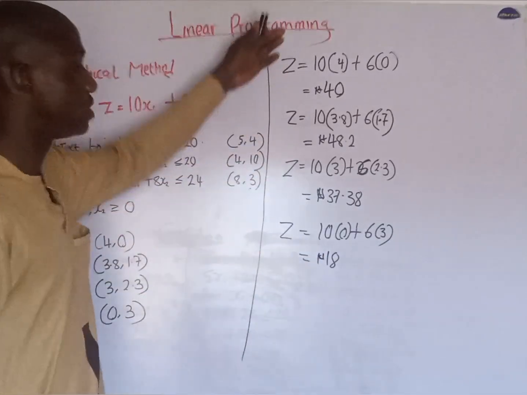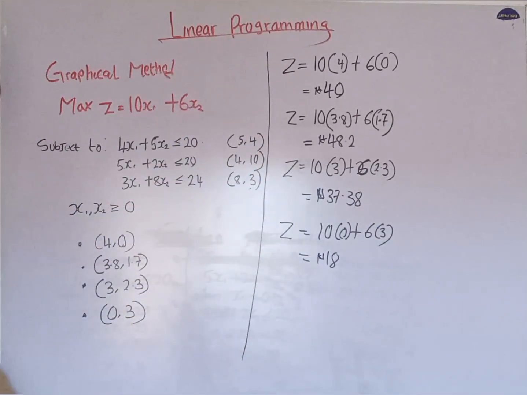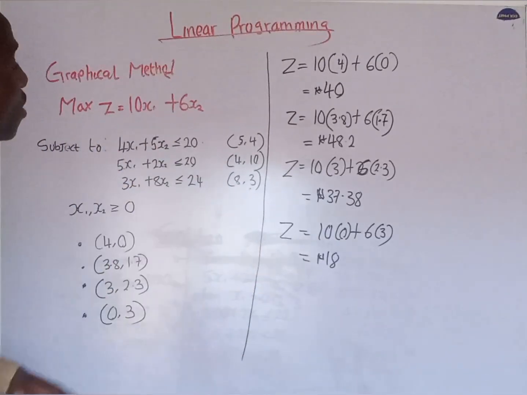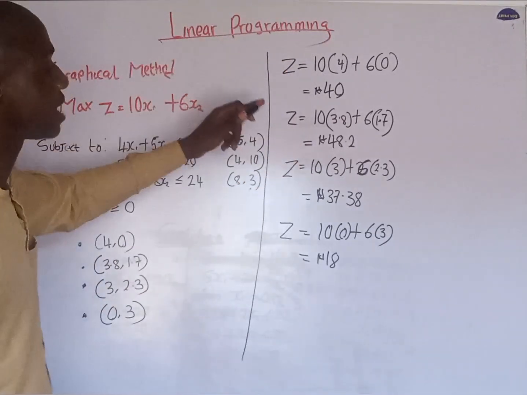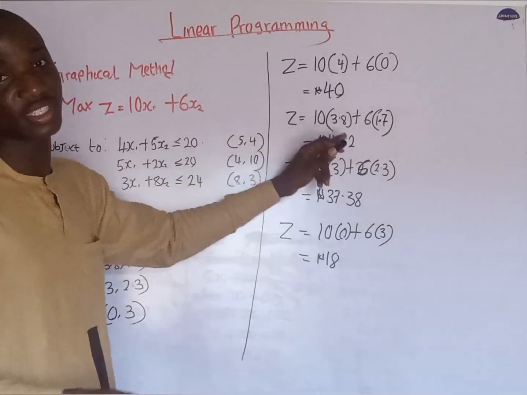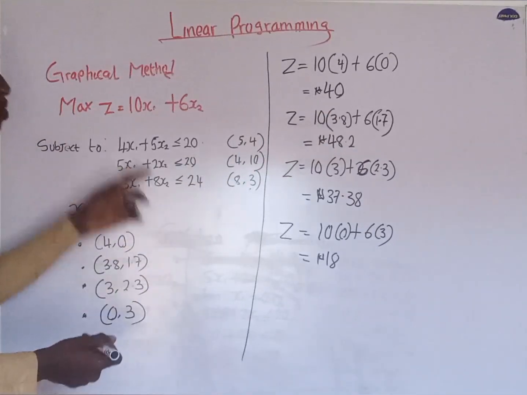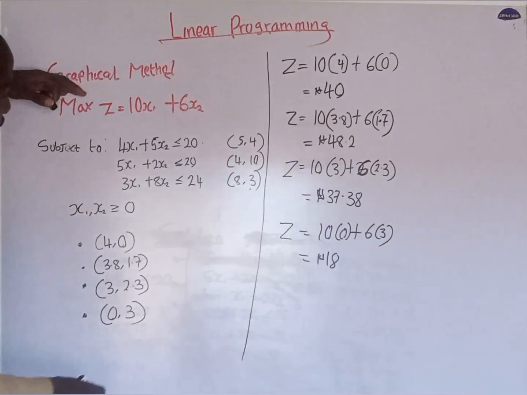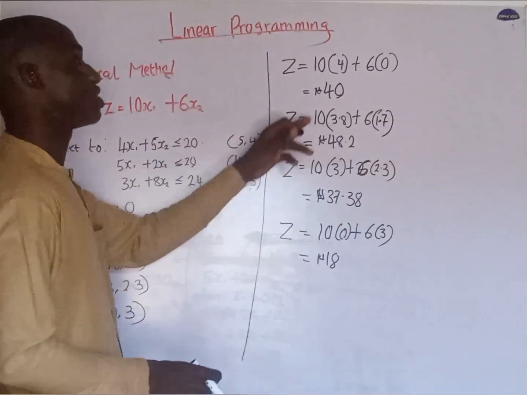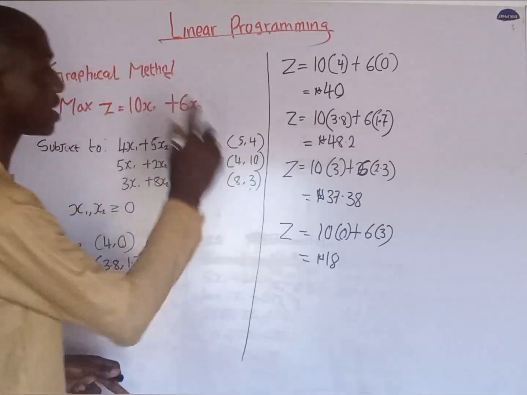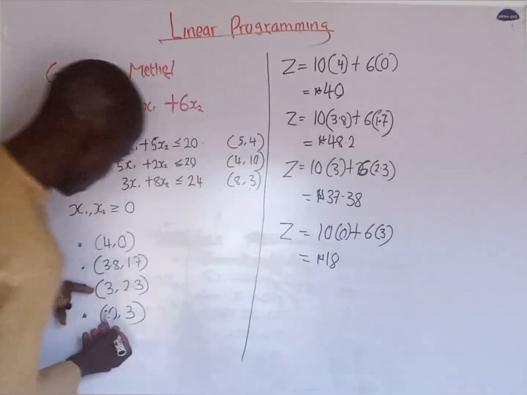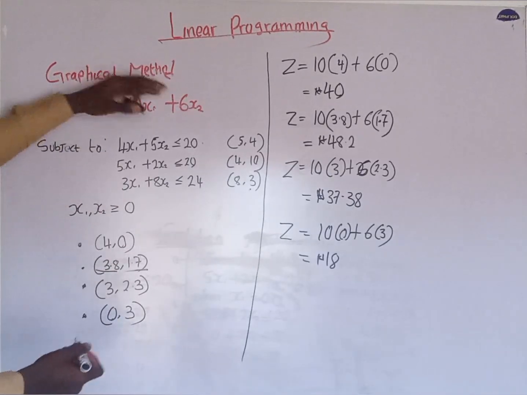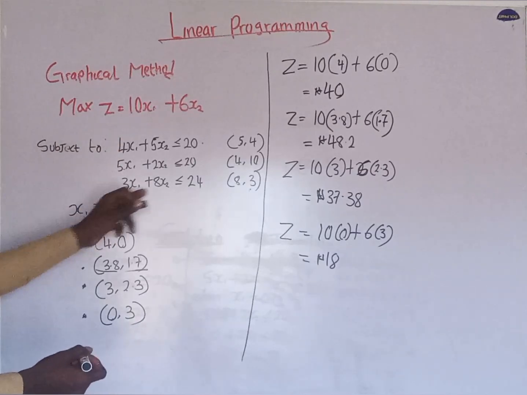Now, if you look at this objective function, at what value of x1 and x2 will this entrepreneur be able to maximize his profit? If you consider this, you realize that the value of z is at its greatest at 48.2. So the solution to this linear programming objective function and its constraints is the maximum z, when x1 is 3.8 and x2 is 1.7.